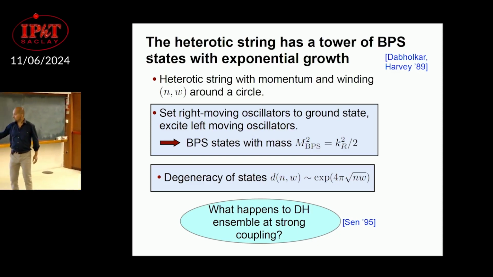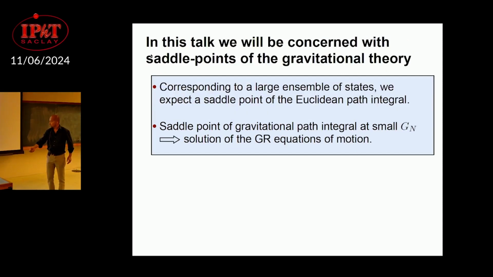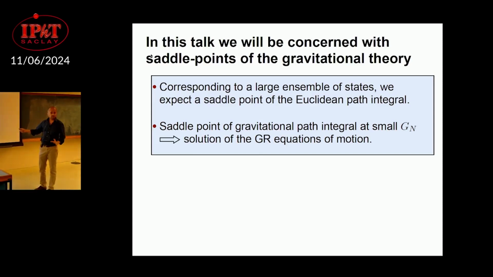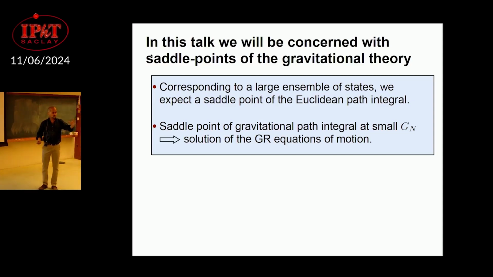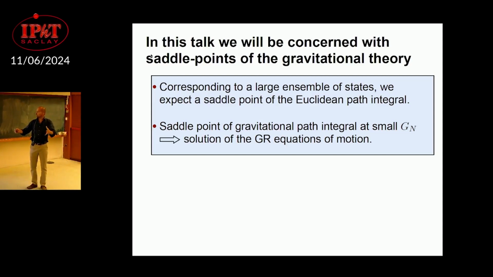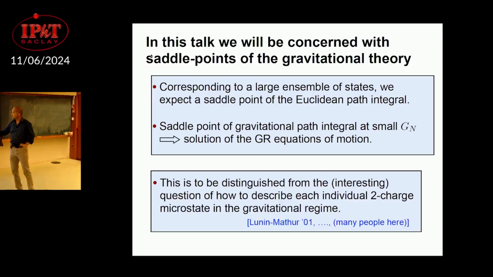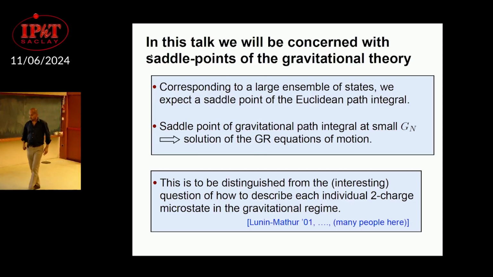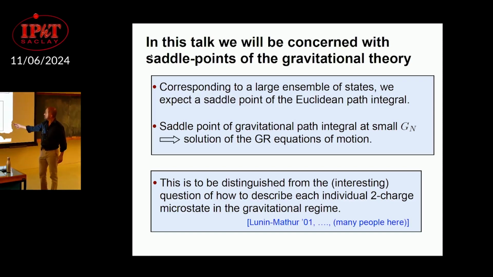But first, let me just explain what I mean by this question a little more. I'll say what it's not firstly, especially given this audience. I'm looking for saddle points. I'm thinking of the path integral, and there's this large ensemble of states, so in the Euclidean path integral, there should be a saddle point that describes that. In the gravitational theory, when G Newton is small, saddle point means that it's a solution of the equations of general relativity coupled to the matter fields. I say this just to distinguish it from the question of how to describe each individual microstate. In fact, for the 2-charge system, we know very well what the description of the individual microstate is, starting from the original paper which started the fuzzball program. So that's not what I want to discuss. So, saddle point.